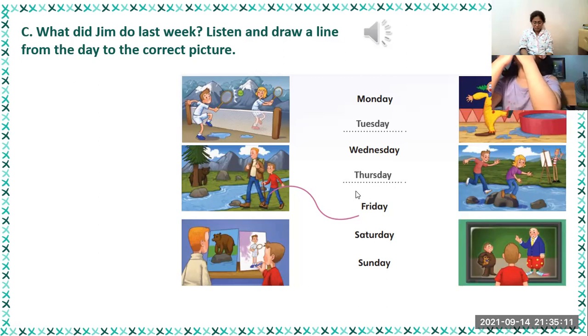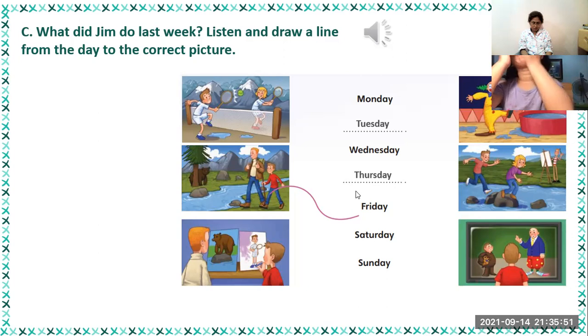Did you visit your Uncle Tom last week, Jim? Yes, I did. We had a very busy week. What did you do? Well, on Friday, we went for a long walk in the mountains. We saw a bear. Wow! Can you see the line from the word Friday? On Friday, Jim went to the mountains. Now you listen and draw lines. One.